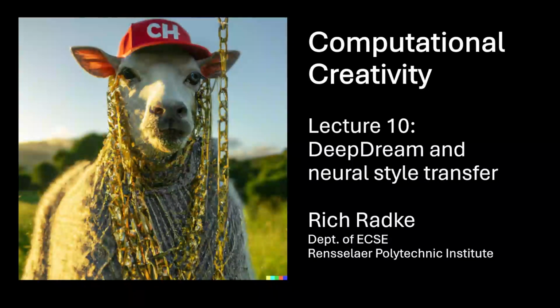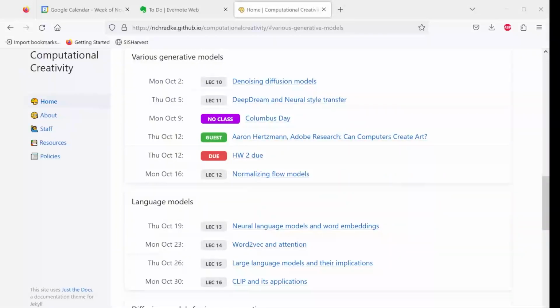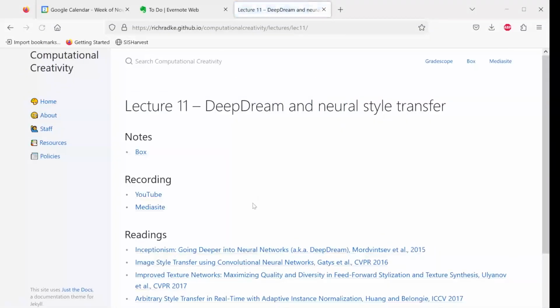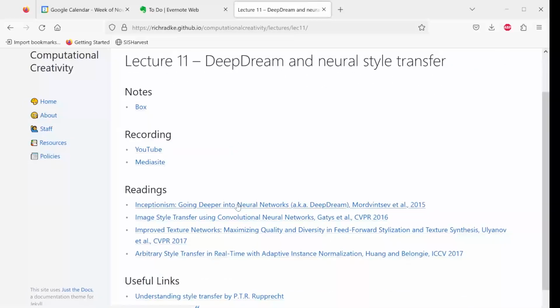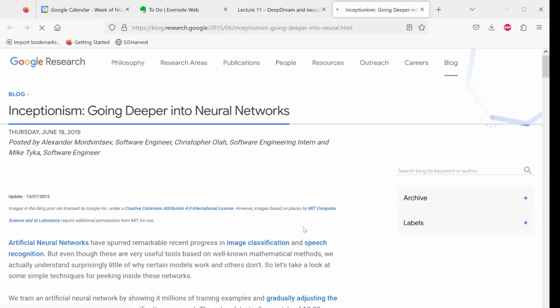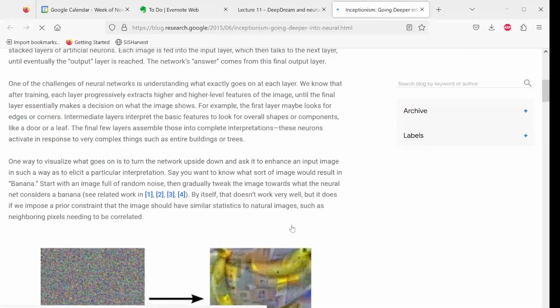Okay, so you can't really talk about AI and art without at least mentioning DeepDream, right? DeepDream was actually started as a blog post from a bunch of Google engineers back in 2015. So Mordvintsev et al., if you look at the course webpage, you can see there's a link to the blog post that started it all. Inceptionism: Going Deeper into Neural Networks. But this is what everyone ended up calling DeepDream, okay?